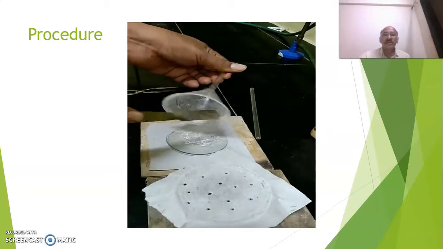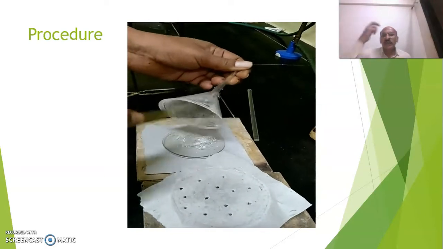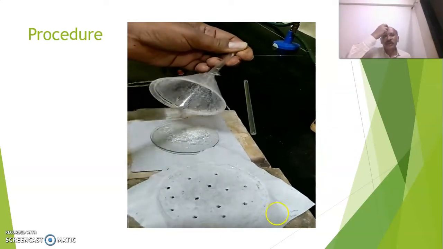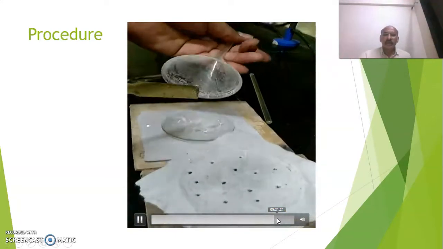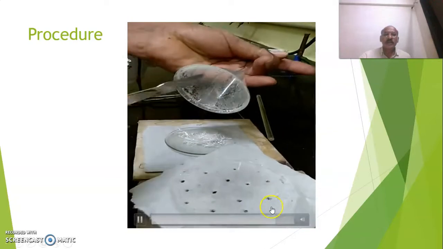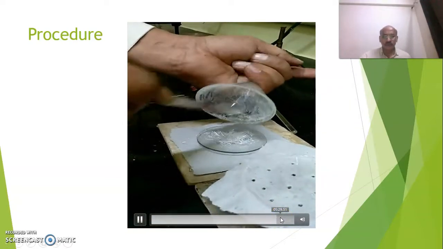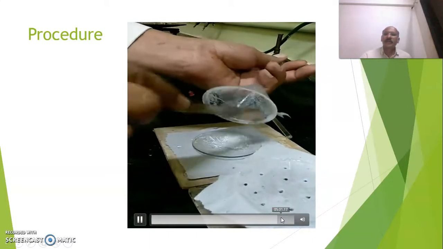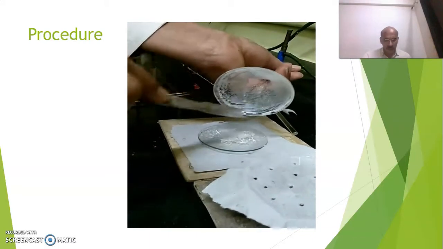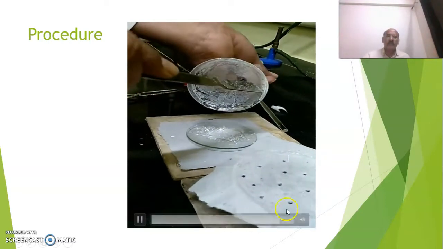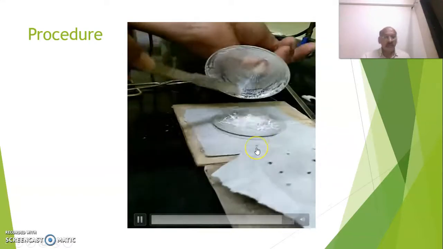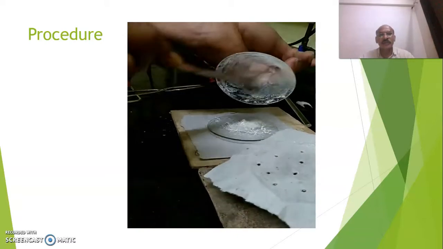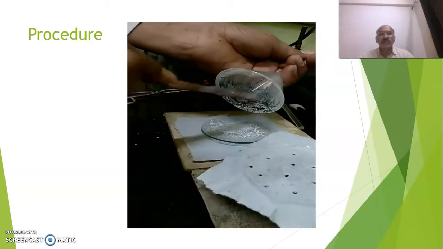We will collect those crystals on a watch glass. Then we will weigh it. The weight obtained we have to write as observation number 1. Then we have to determine its melting point. That will be our observation number 2. So like this we have to collect crystals on a watch glass. Okay, then we will see the observation and calculation part for this preparation.